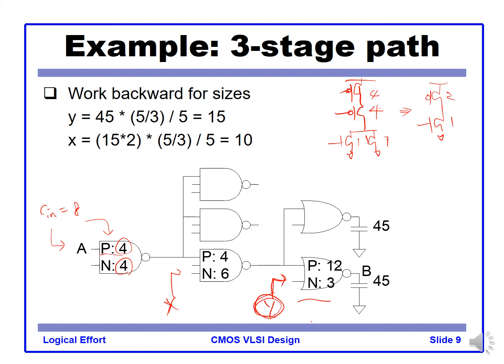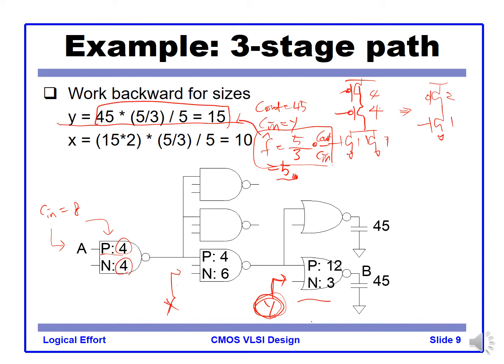So let's find the Y input capacitance. So Y can be found by, C out is 45, and C in is, let's say, Y. So we know the F hat is G, G is 5/3 times C out over C in. So from this equation, that is 5. That's what we have found. So we can calculate the Y. So Y becomes 15.